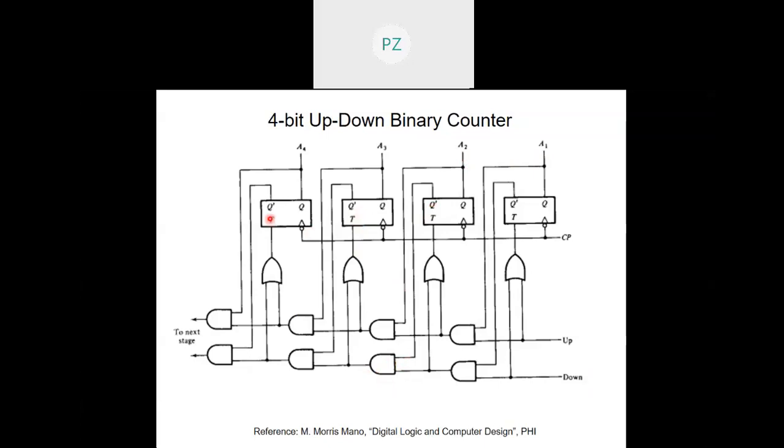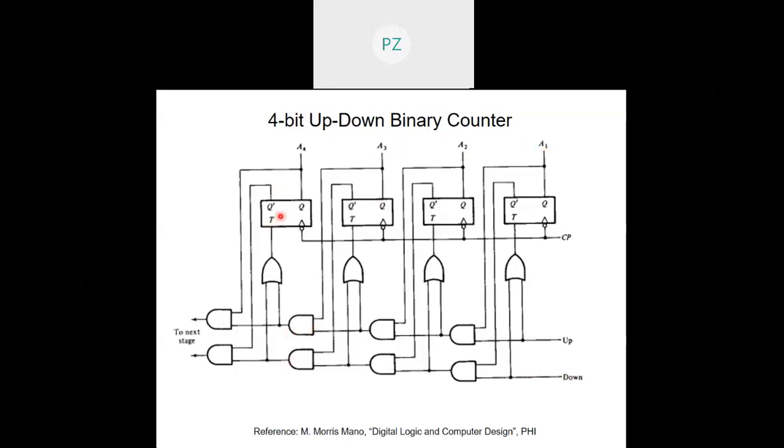Similarly, A4 will toggle only when down is 1 as well as A1 dash and A2 dash and A3 dash, that is 1. All of them are 1, 1. Correspondingly, A3, A2, A1 are 0, 0, 0 and down is 1. Then this will go into the toggle mode.